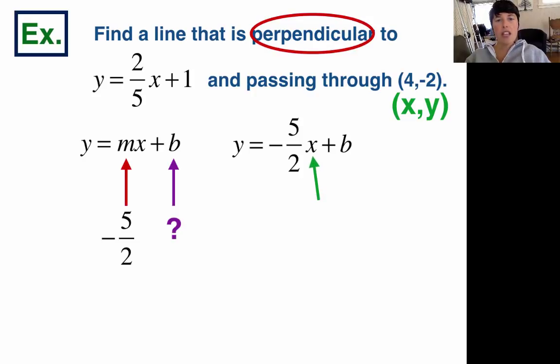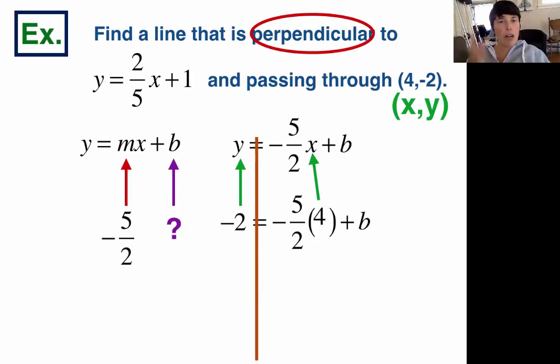We're going to change the x into the point that it's passing through, so we're going to make it 4. We're going to change the y into the point that it's passing through, which is -2. And then we're going to solve for the b. So it's going to be -2 equals -5/2 times 4 plus b. And then we'll put our line down the middle and do our algebra and get that value for b.